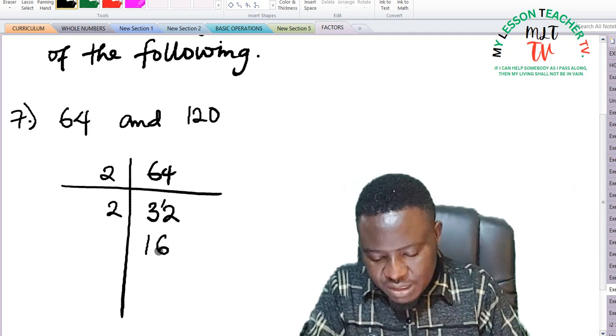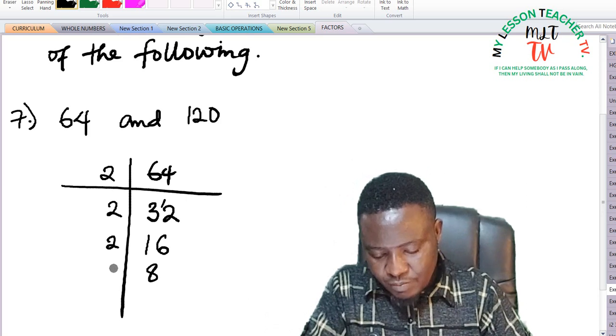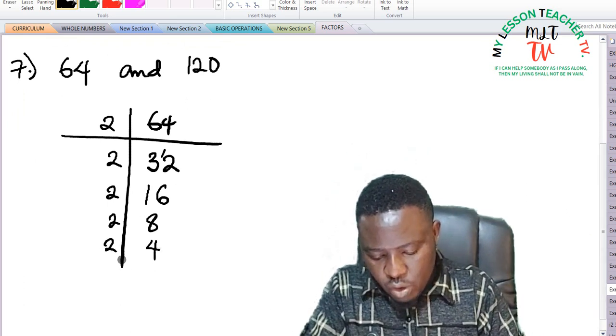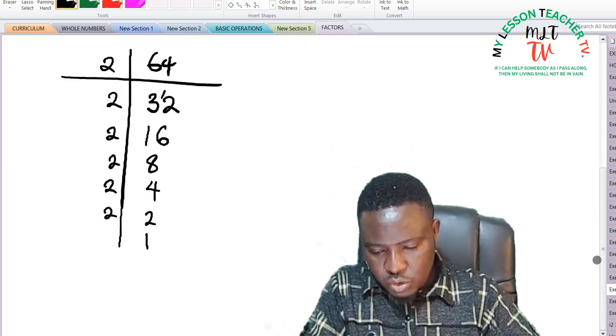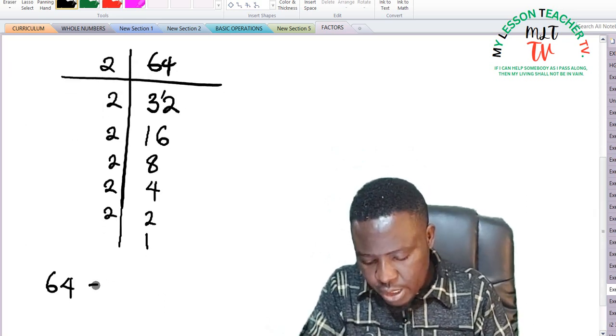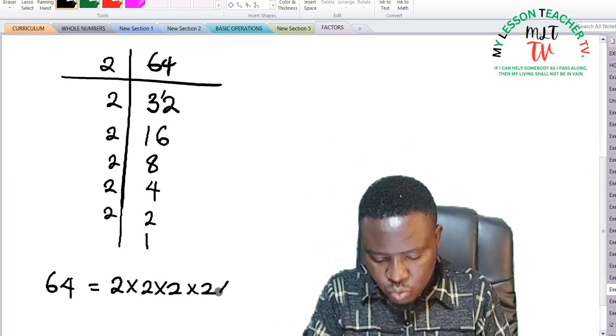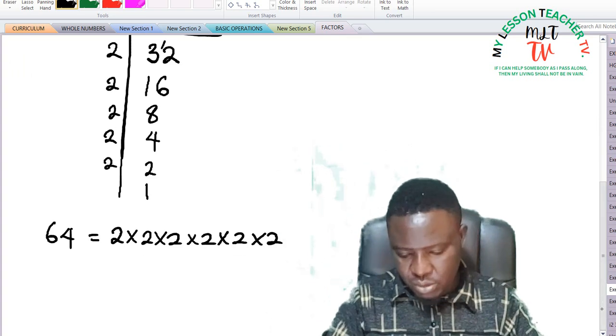2 into 12 is 6. 2 can still divide. 2 into 16 is 8. 2 into 8 is 4. 2 can still divide. 2 into 4 is 2. And 2 into 2 is 1. So 64 is expressed as 2 times 2 times 2 times 2 times 2 times 2. That is 2 multiplying itself 6 times.